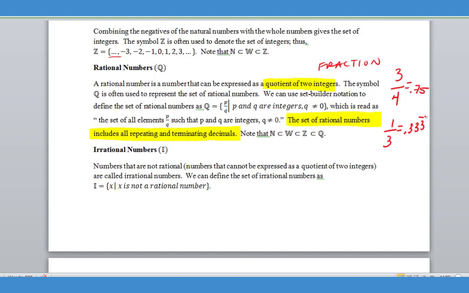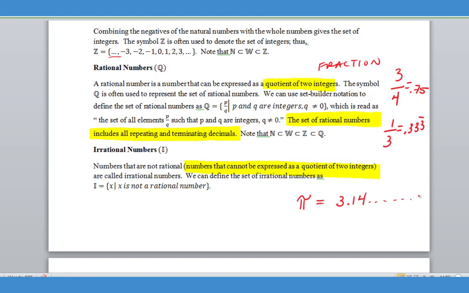Now, that is a very important concept for you to understand, because as we move down here into irrational numbers, we are then dealing with numbers that cannot be expressed as a quotient of 2 integers, which means that they cannot have decimals that are terminating and they cannot have decimals that are repeating. So if we look at an example of that, we could say the number, our symbol pi, which is 3.14, and then on and on and on, never terminates and it never repeats. So it is considered an irrational number.